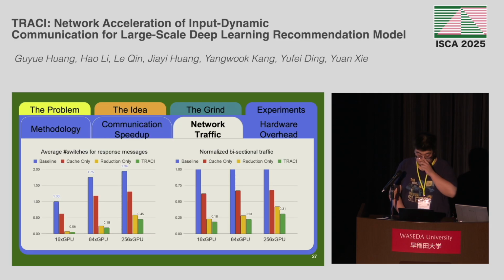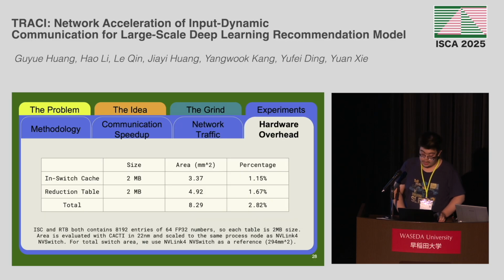This figure shows the influence on the network traffic. The left figure shows the average number of switches that the response messages traversed. We could find that by combining these two methods, the average switch hops for each message could be dramatically reduced. For the right part, we study the normalized bisection traffic of the network. We could also find that the traffic is much lower than in the scenarios without optimization.